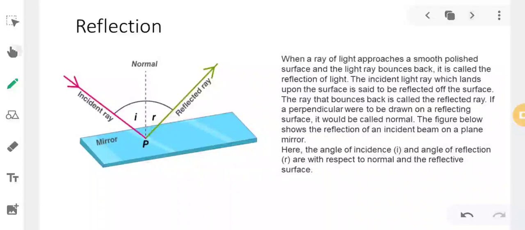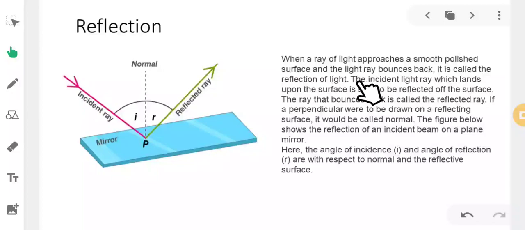What is reflection? So, when a ray of light approaches a smooth polished surface and the light ray bounced back, it is called the reflection of light. Suppose this is your light which falls on the smooth surface and this light is bounced back. This phenomenon is known as your reflection.